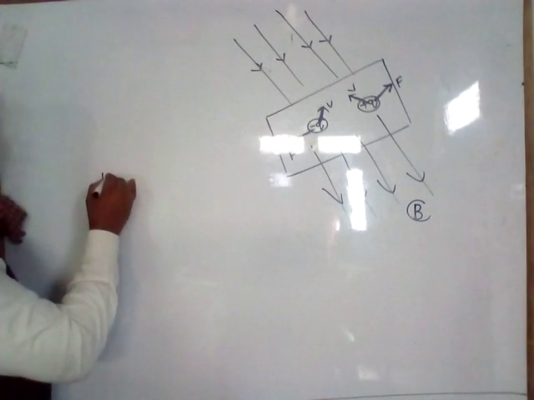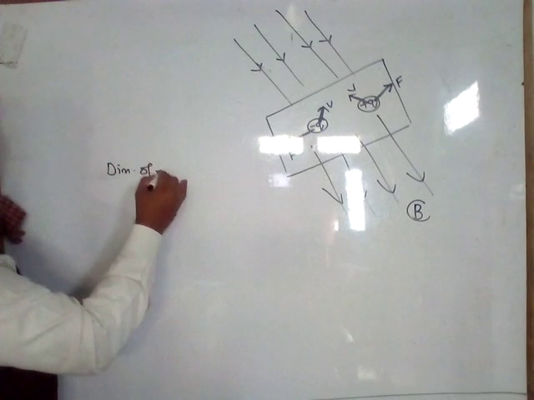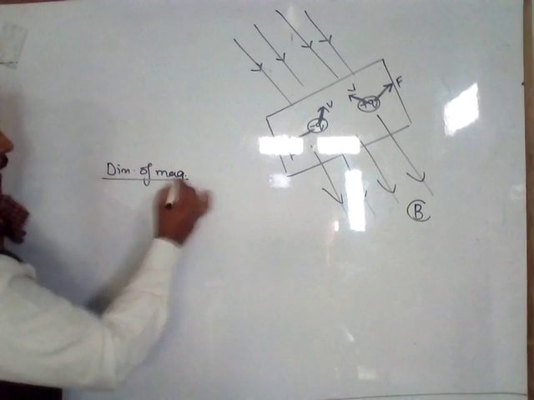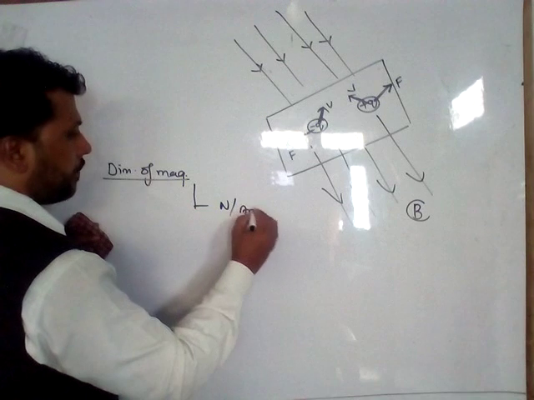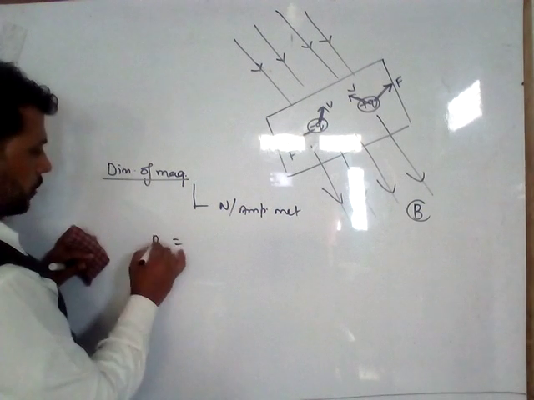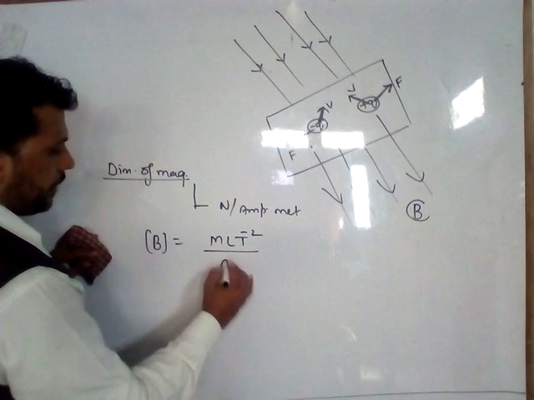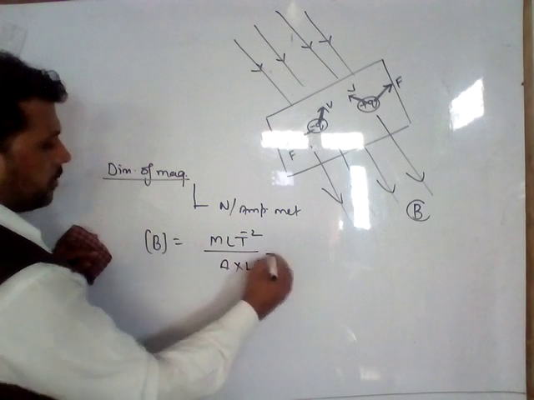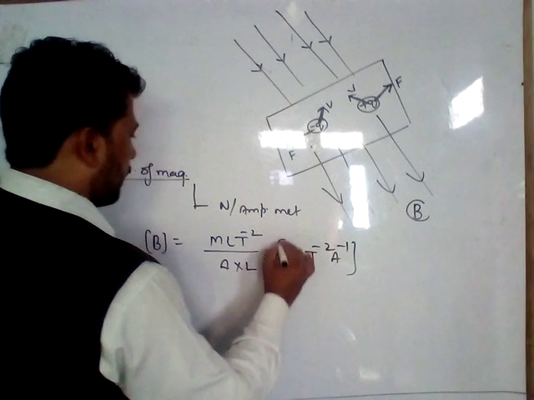Now the dimension of magnetic field. Its unit is Newton per ampere meter, so we will solve its dimension according to this. So its dimension is M L T minus 2 upon ampere A and meter L. So its dimension is M T minus 2 A minus 1.